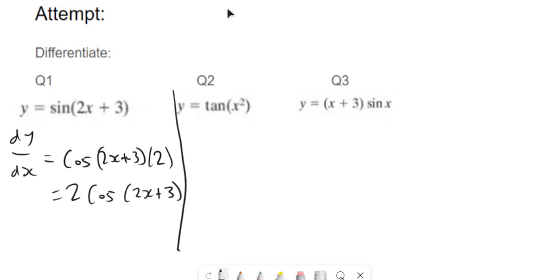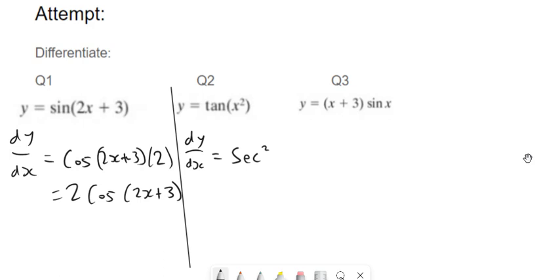The second one, it's tan of x squared. So this one's not too bad as well. So we've got dy dx is equal to, because the squared isn't there, the whole thing isn't being squared, it's just that the x in there is being squared. So the differential of tan is sec squared anyway.